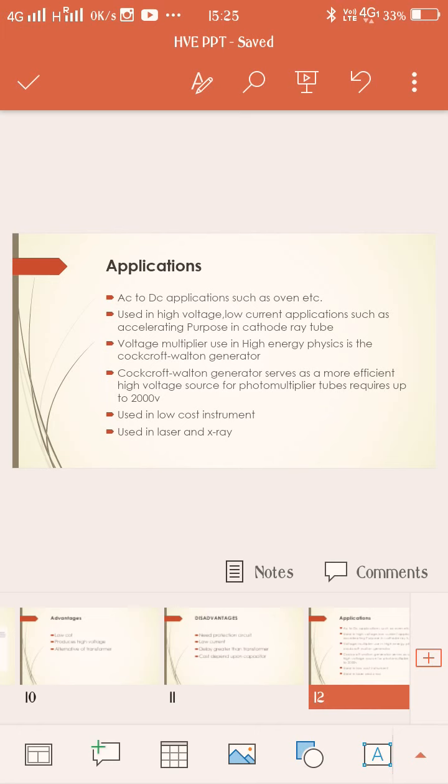Applications: there are various type of applications in voltage doubler. AC to DC applications such as oven, used in high voltage low current applications such as accelerating purpose in cathode ray tube. Voltage multiplier used in high energy physics is the Cockcroft-Walton generator. The Cockcroft-Walton generator serves as a more efficient high voltage source for the photomultiplier tubes, requires up to 2000 volt, used in low cost instrument, used in laser and X-ray, etc.